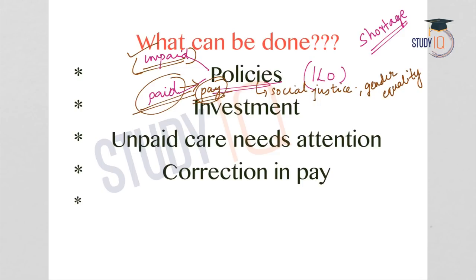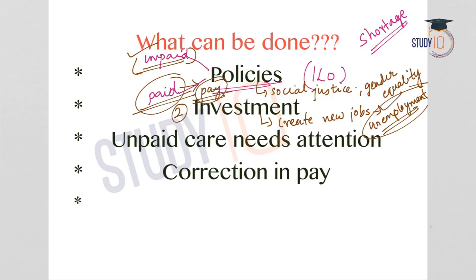And second one is investment. International Labour Organization has recommended that at least double the investment should be made in order to promote this sector. So investment in this sector means that this will create new jobs, and therefore the unemployment issue in the economy can be solved. Especially with regard to India, we have a huge demographic dividend, and if the paid care sector is properly managed, this will create a huge number of employment opportunities, and the issue of unemployment can be sorted out.